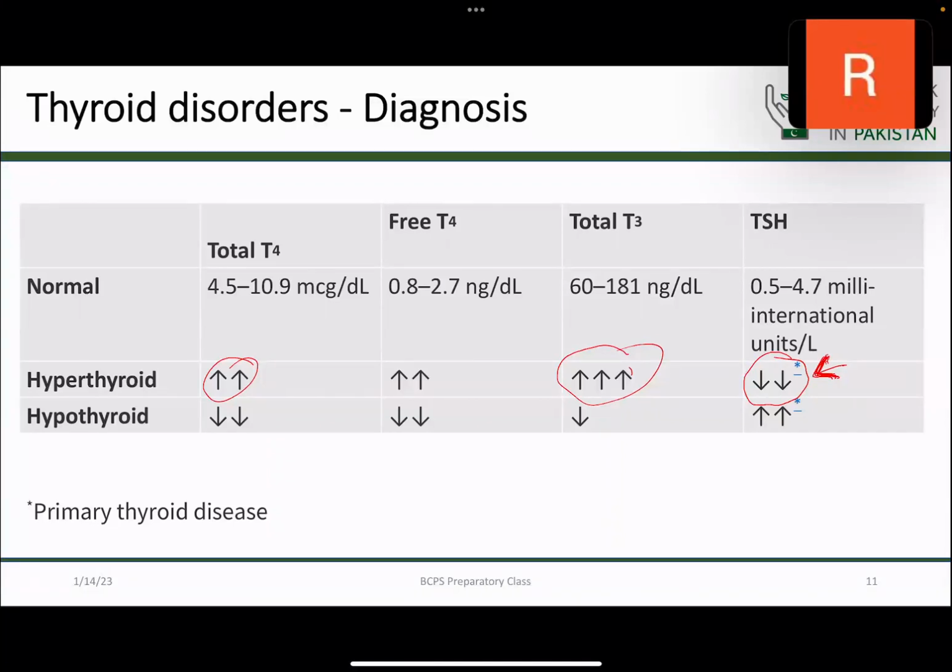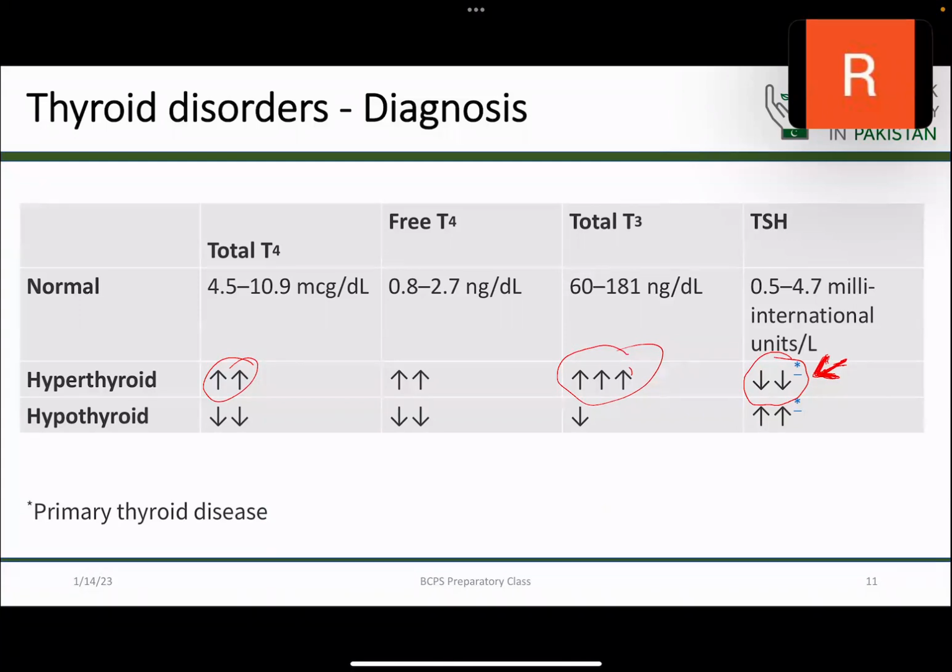Okay, so in that case, you will see that thyroid stimulating hormone would be raised because the pituitary is releasing a lot of thyroid stimulating hormone. So you will only see a decrease in thyroid stimulating hormone if the hyperthyroid state is because of the primary thyroid disease, not due to the tumor in the pituitary.